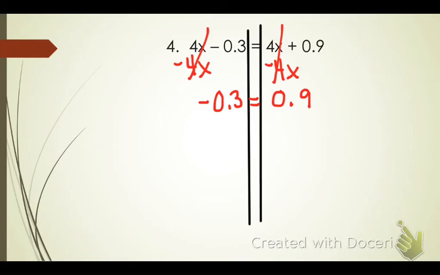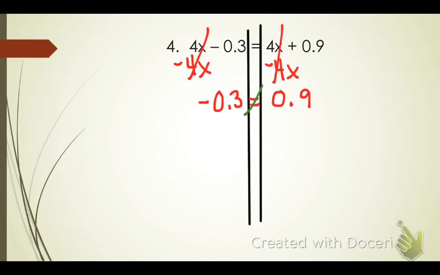The variables have disappeared. So what you want to do is just double check and make sure you didn't make a calculation error. But we didn't. So you ask yourself, is this a true statement? Does negative 3/10 equal negative 9/10? And it certainly does not. They are not equal to one another.